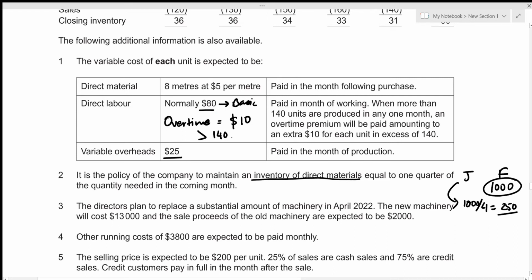Then for the third one, the directors plan to replace a substantial amount of machinery in April 2022. The new machinery will cost 13,000 and the sale proceeds of the old machinery are expected to be 2,000. So we will be selling our old machinery in the month of April, for which we will be receiving the amount of 2,000, and in that particular month we will also be investing in new machinery for which we will have to pay out the amount of 13,000. For the fourth information, we are given that other running costs of 3,800 are expected to be paid monthly.